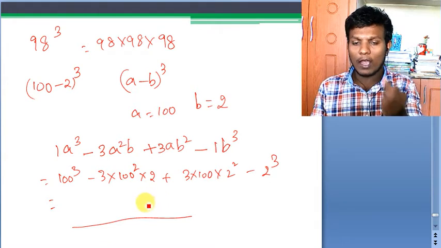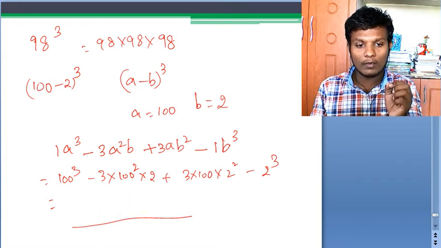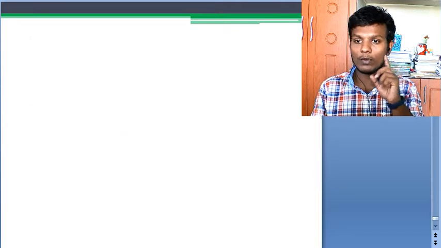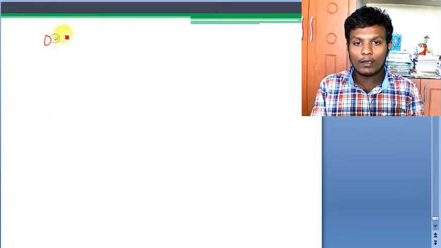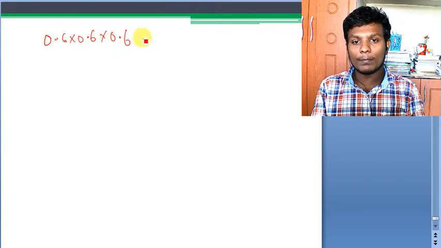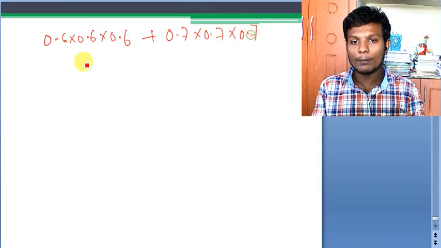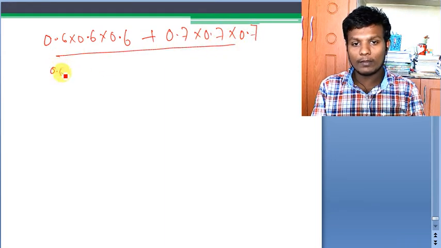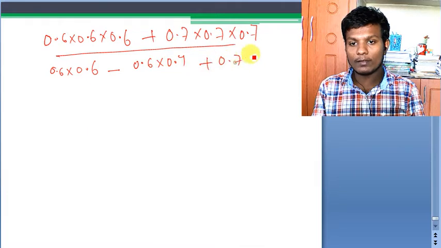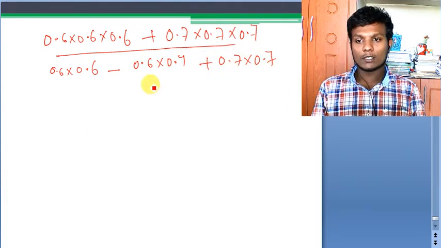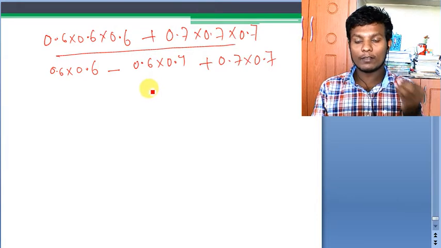So I will take one example where your algebraic identities will be much more powerful. Suppose I say 0.6 into 0.6 into 0.6 plus 0.7 into 0.7 into 0.7, divided by 0.6 into 0.6 minus 0.6 into 0.7 plus 0.7 into 0.7. Just by looking at the question itself, it is very annoying, right? So how to solve this one?